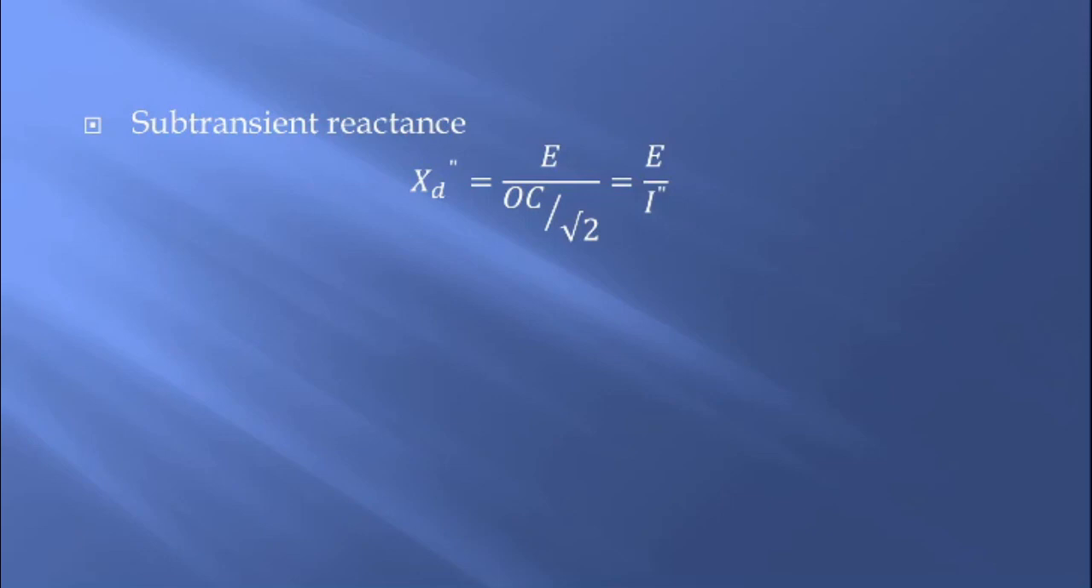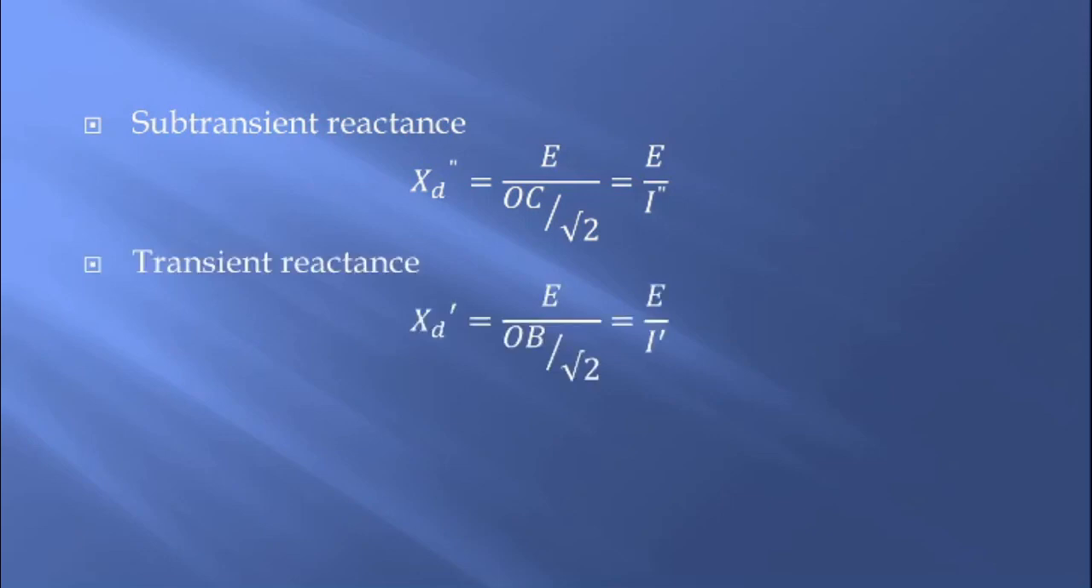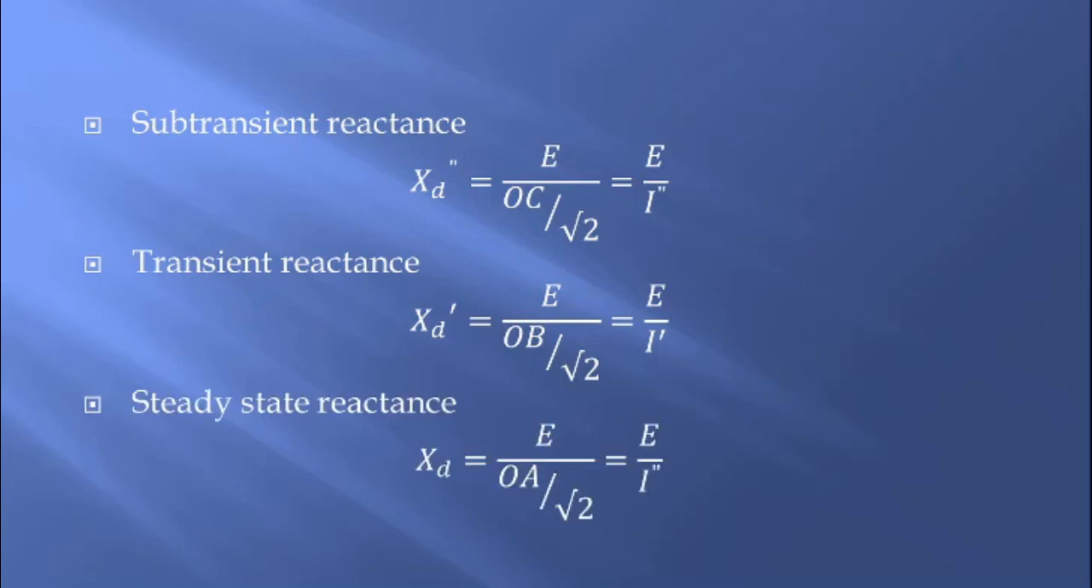So Xd double dash is equal to E upon I double dash. Similarly, transient reactance Xd dash is equal to E upon I dash, and steady state reactance Xd is equal to E upon I, which is the steady state reactance. Alright, I again repeat, OA, OB and OC are nothing but the maximum values of steady state current, transient current and subtransient current, and that is why we are dividing by root 2 to get the RMS value. So this is all about the measurement of subtransient, transient and steady state reactances through the equivalent circuit we have shown in today's session.